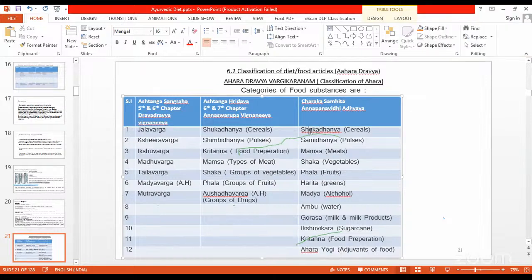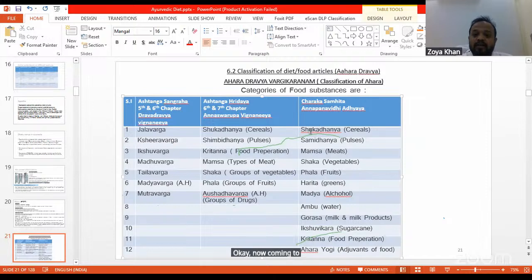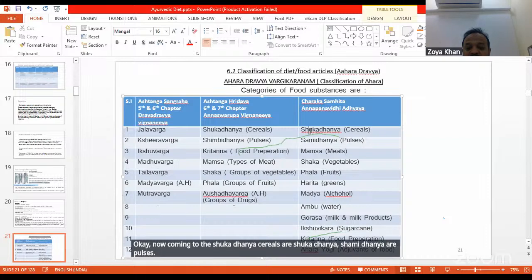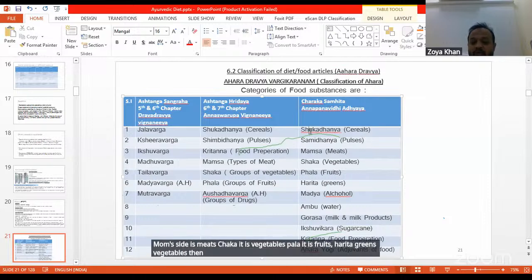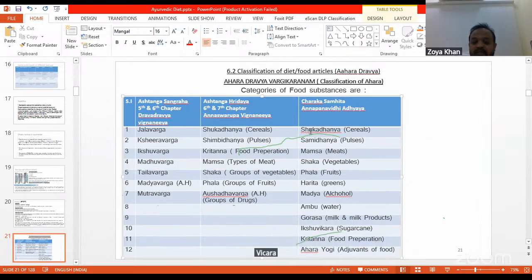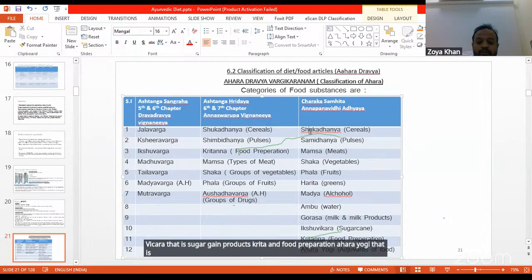Okay. Now coming to the Shukadhanya. Cereals are Shukadhanya, Shamidhanya are pulses, Mamsa it is meats, Shaka it is vegetables, Phala it is fruits, Harita greens, vegetables, then Madhya it is alcohol, Ambu water, Gorasa milk and milk products, Ikshu Vikara that is sugarcane products, Krita Anna food preparation, Ahara Yogi that is adjuvants of food.